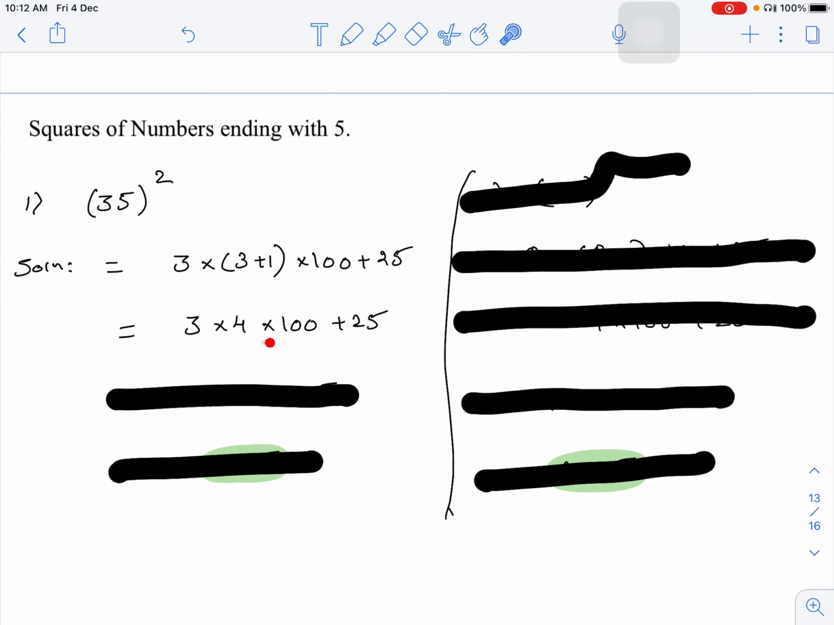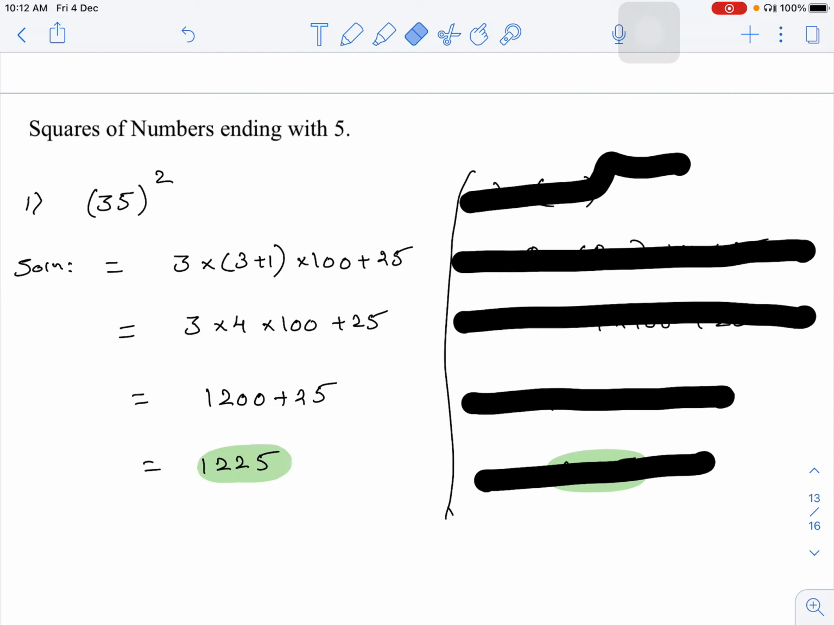So 3 fours are 12. 12 into 100, 1200 plus 25. So our final answer will be 1225.